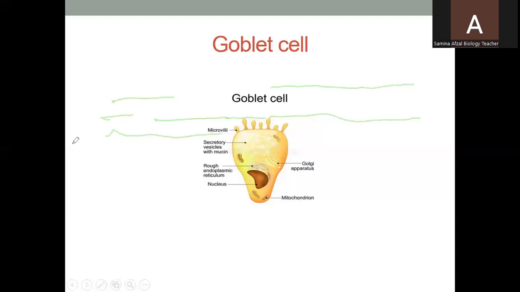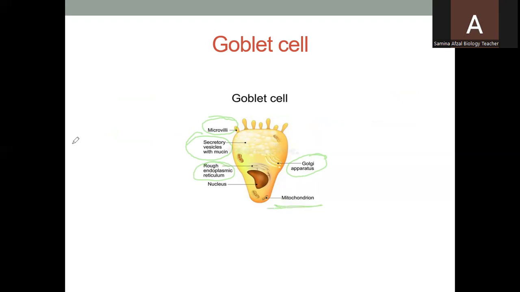In the next slide, we will discuss the structure of the goblet cell. You can see the goblet cell. It has a proper nucleus, and microvilli are present on its surface. The Golgi apparatus is also there. Secretory vesicles contain mucus, the rough endoplasmic reticulum is for the transportation of mucin, and mitochondria are to get energy. You can say the nucleus is only on one side because this surface is for the storage of mucin.